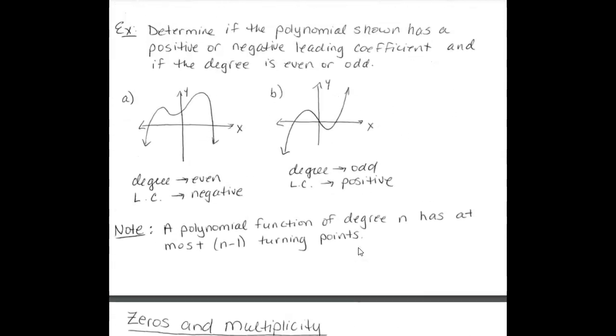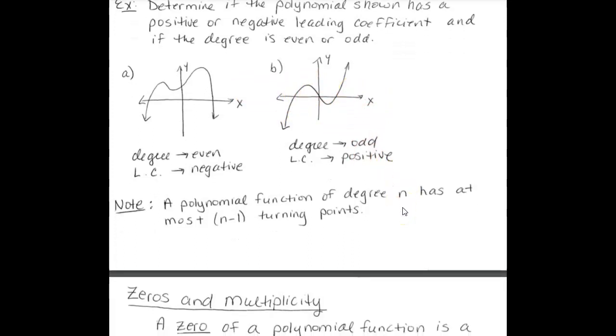That's another way that you can kind of tell if the degree is even or odd. You count the number of turning points, and the minimum degree being 4 is an even number, and 2 turning points would mean add 1, and 3 would be your minimum degree, which is an odd number.